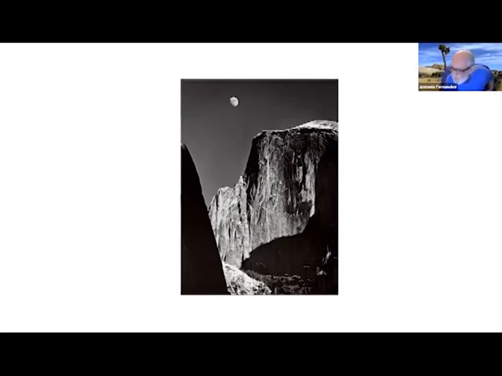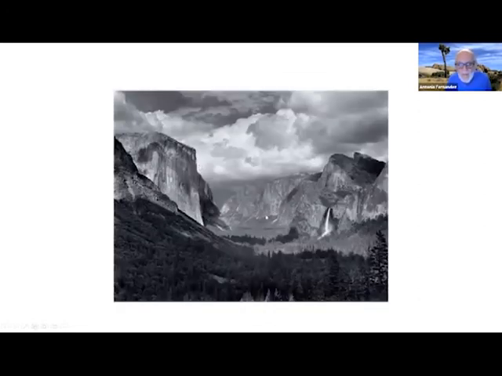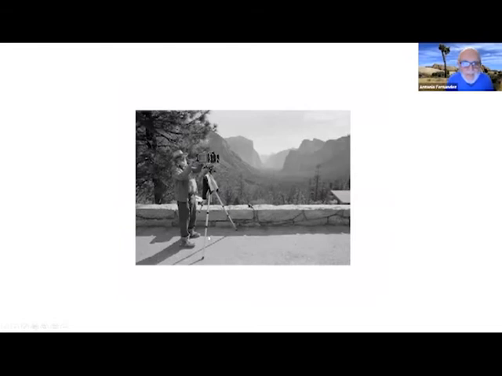Look at that. This is a famous one, the moonrise over Half Dome. This is called Half Dome, this particular granite rock. And here's the Yosemite Valley. Here he is setting up his camera. Wow. There's the waterfall.